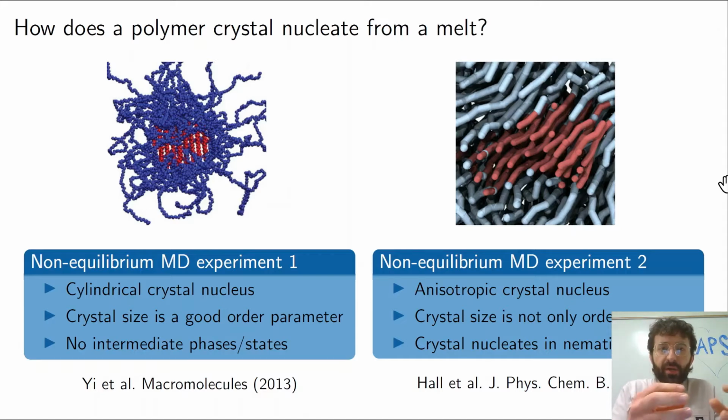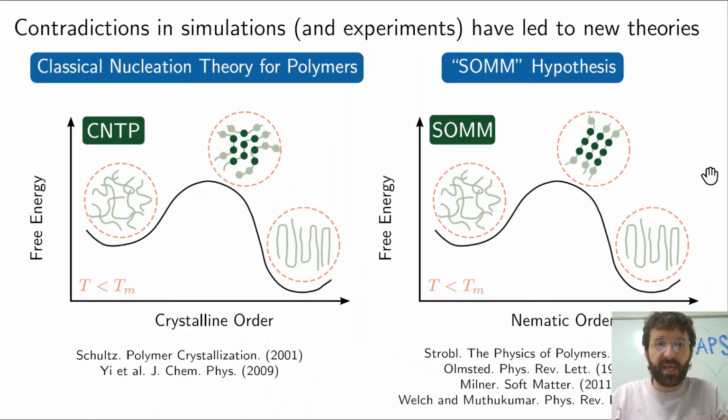So crystalline order is essentially how molecules fit in crystalline lattices, whereas nematic order is on a larger length scale. It's talking about how polymer chains align in the melt, as you can see from the figure on the right. And essentially, this controversy has led many authors to suggest some new models for the polymer physics.